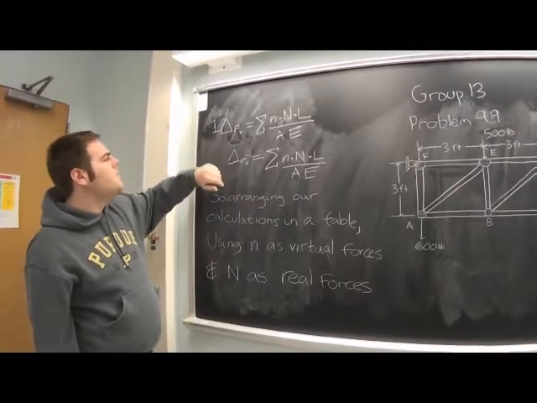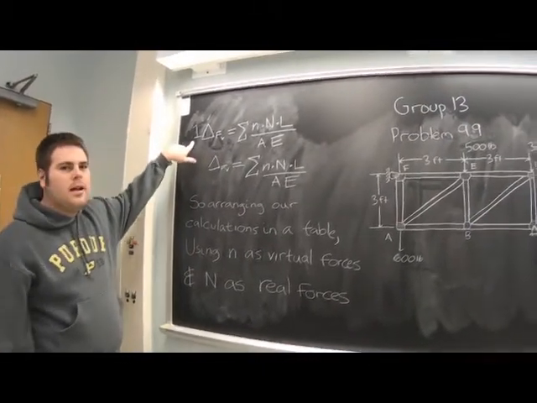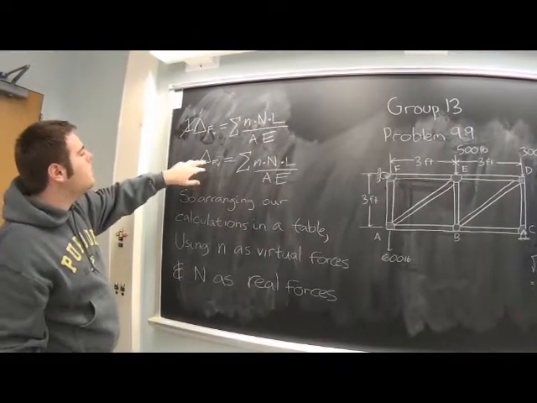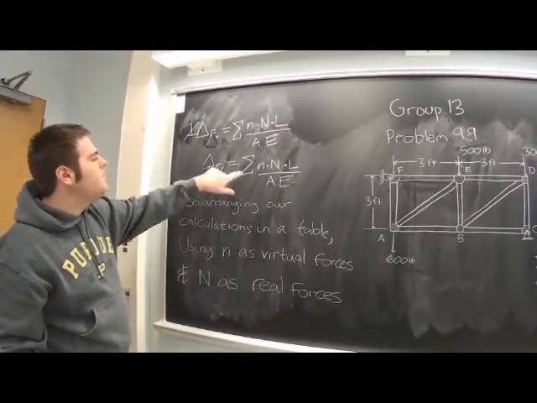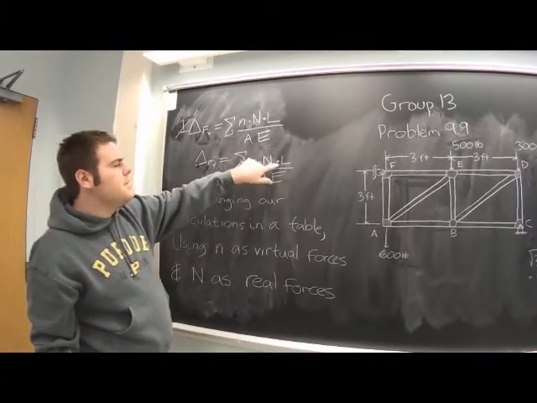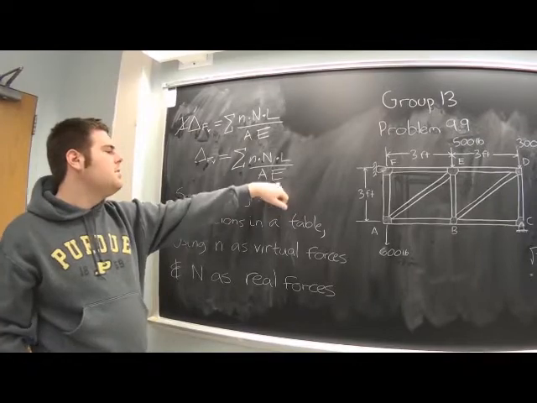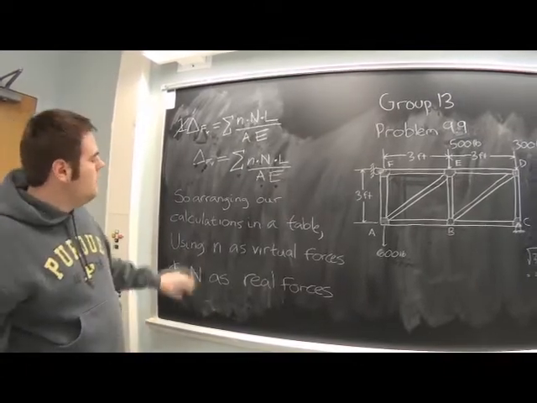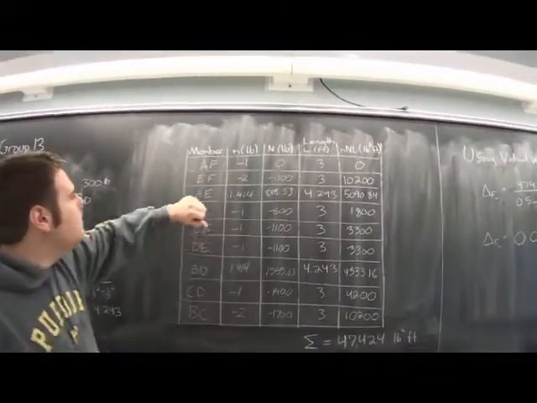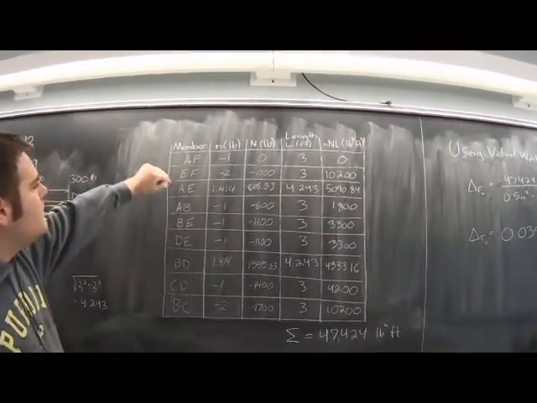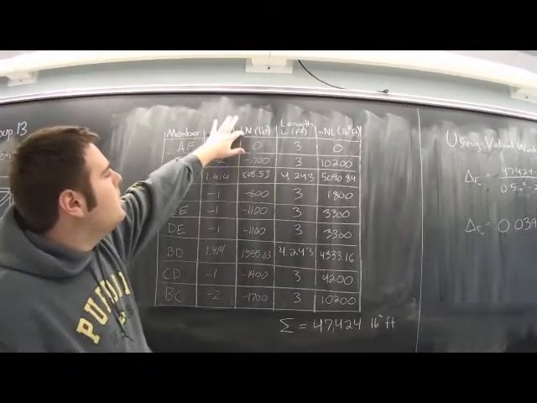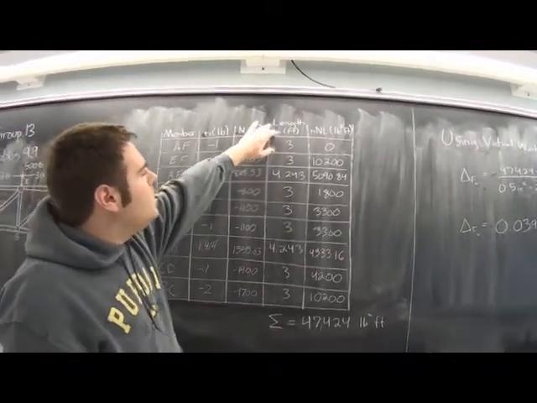Next, we want to use our virtual work equation, and since we applied a load of 1 pound, we can just take that out of there. So we get the vertical displacement at F is equal to the summation of your virtual forces times your real forces times the length, all over your area times your E value. Taking all of our values that we found, we arrange them in this table. You have all of your 9 members, and then you have your virtual forces, which is little n, and then you have your real forces, and then the length of each member.